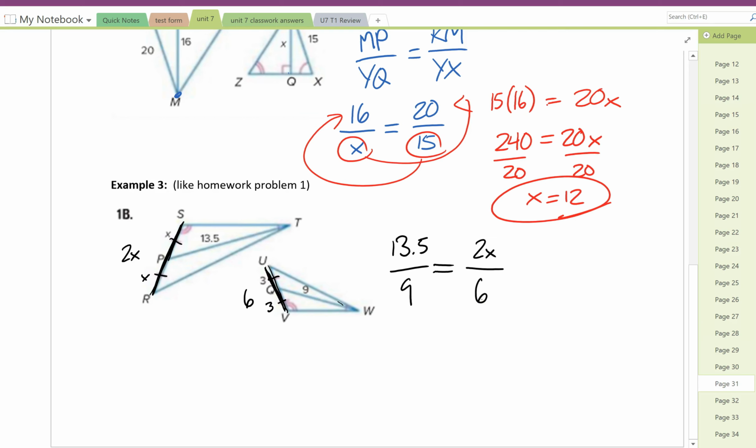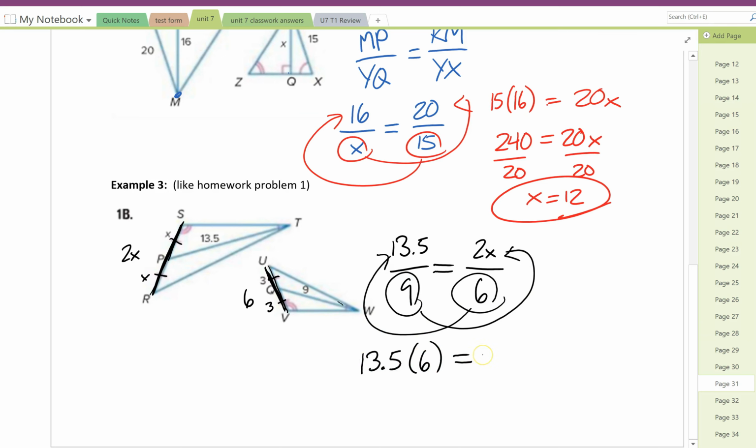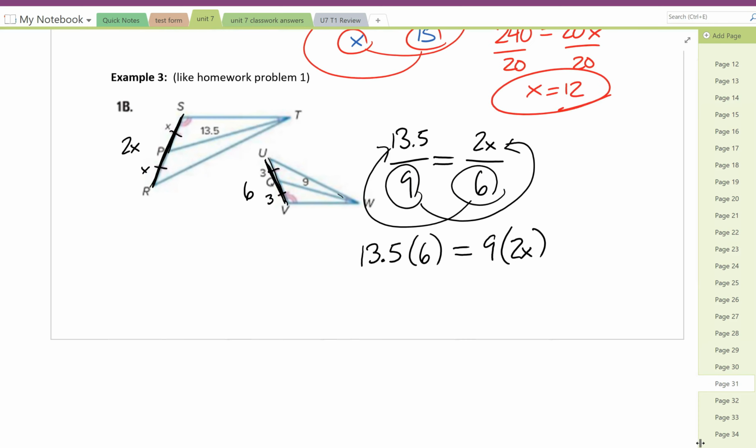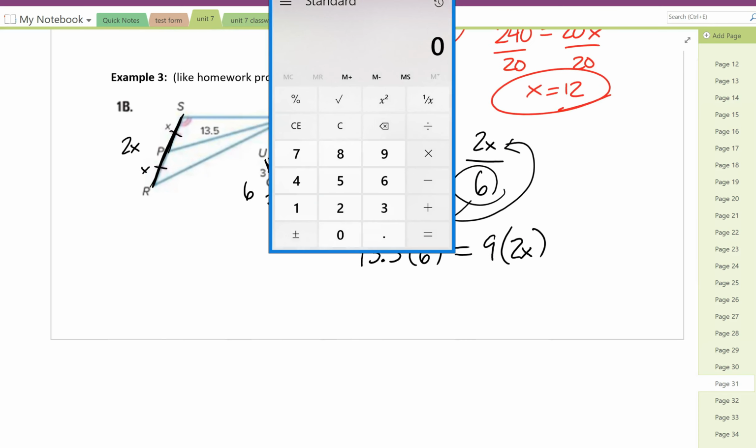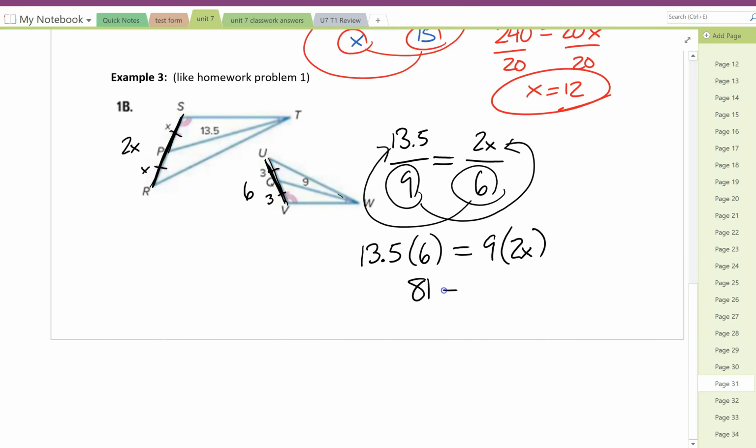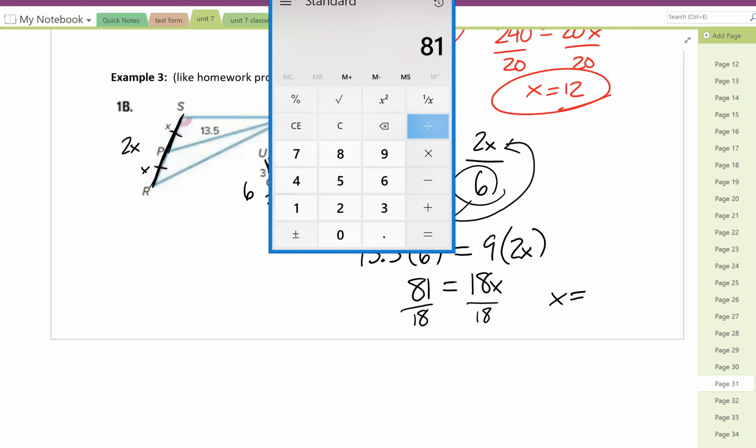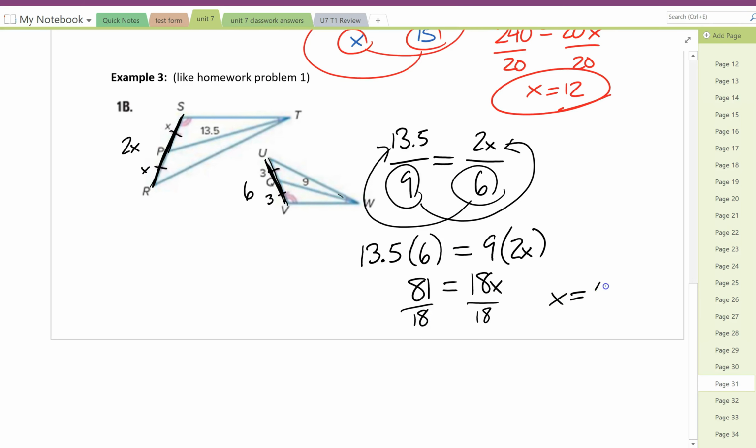Okay. Cross multiply would mean I would take 6 times 13.5, 9 times 2x. So 13.5 times 6 on one side of the equation, and then 9 times 2x on the other side. 13.5 times 6, I'm feeling lazy, so I'm going to use the calculator, is 81. 9 times 2x is just 18x. Divide both sides by 18. X is going to turn out to be 4.5.